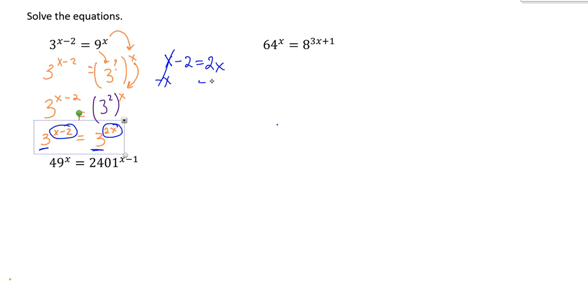Subtract that x, move them over here. Negative 2 equals x. I like x on the left, so I'm going to write it like that.